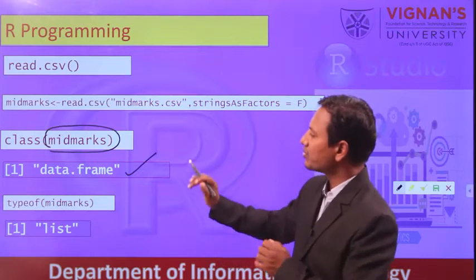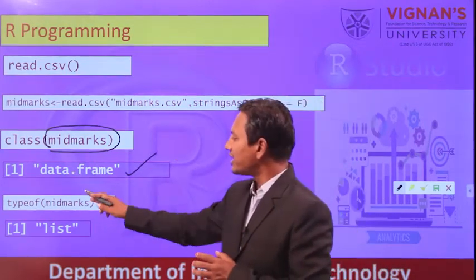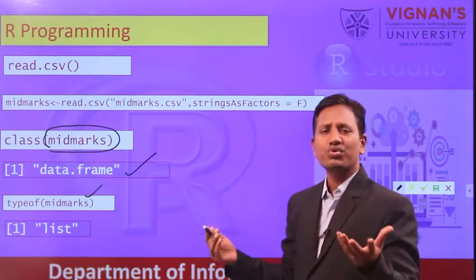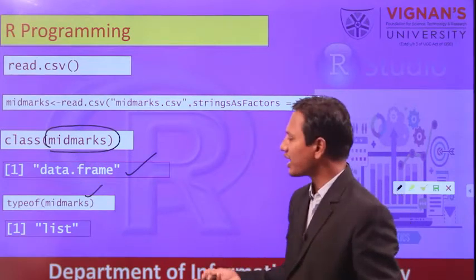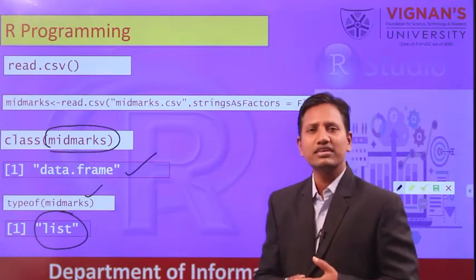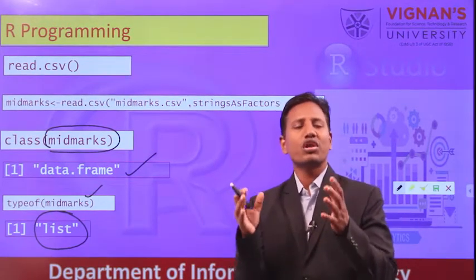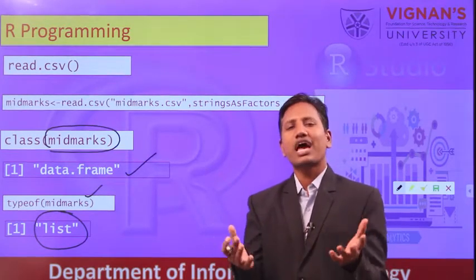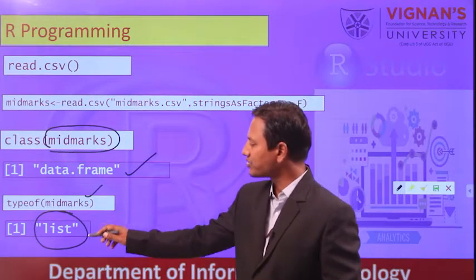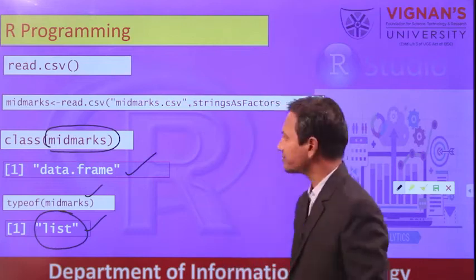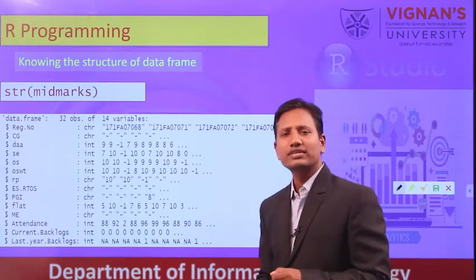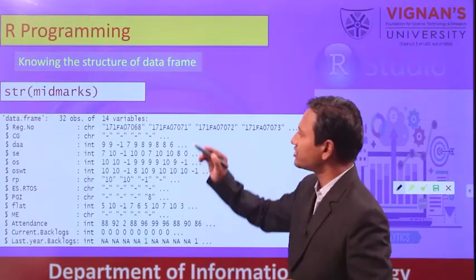So its class type is going to be data frame, and the data type is going to be list, because a data frame is a combination of heterogeneous columns, and these columns can have different types of data. Because of that, its data type is given as list. And we'll see another important function, that is structure.